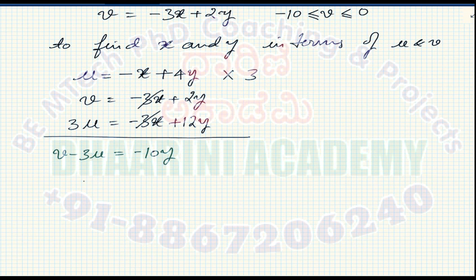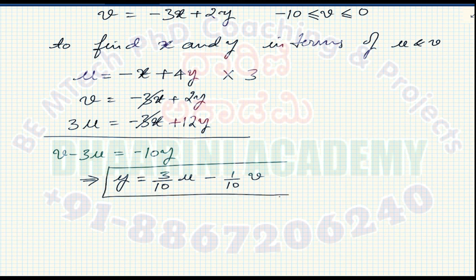So this implies y is equal to, dividing by 10 to the other side, 3 by 10 times u minus 1 by 10 times v. This is y.